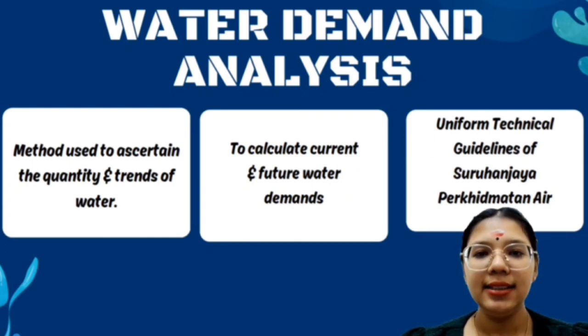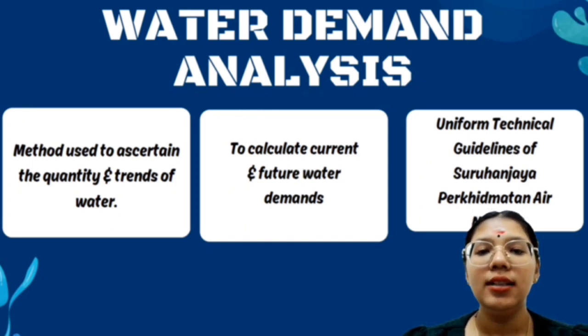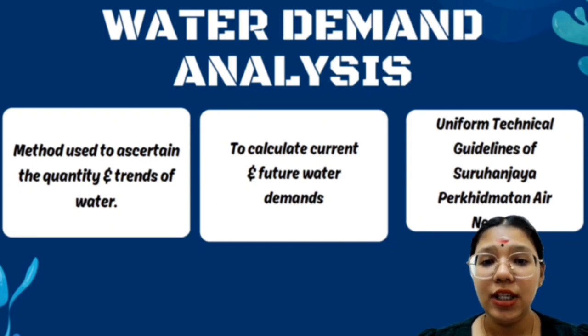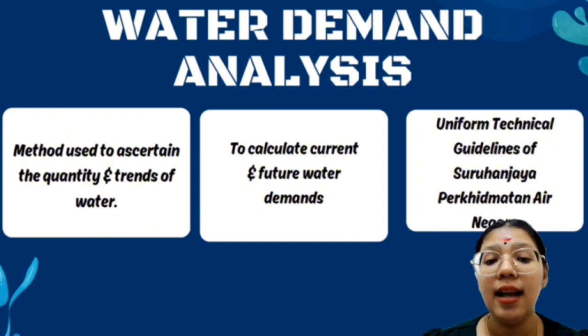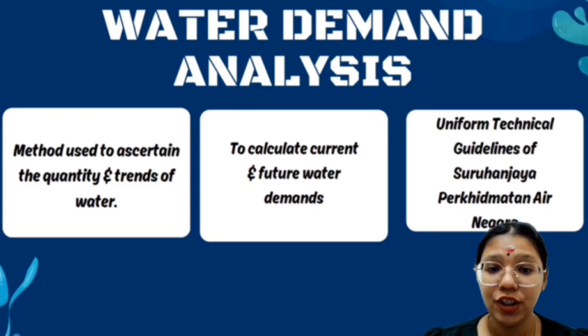Water demand analysis is the method used to estimate the quantity and trends of water utilization within a specific area or system. Moreover, the calculated current and future water demands depend on water consumption, which includes population, economic activity, climate, and water management practices. In this project, the Perlis Matriculation College is separated into 5 loops to estimate the water demand. The Uniform Technical Guidelines of Suruhanjaya Perkhidmatan Air Negara is referred to obtain the average daily water demand to calculate the water demand rate of Perlis Matriculation College.